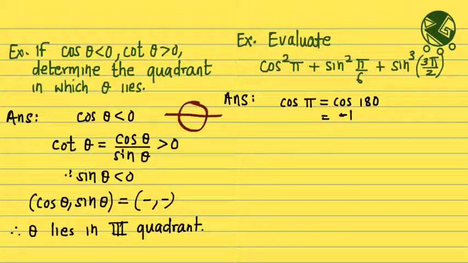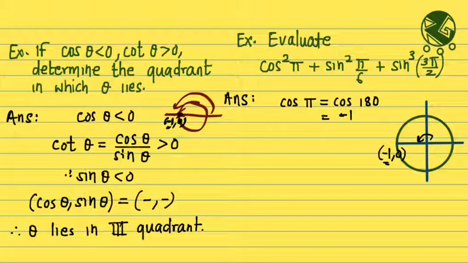So try to make a quick diagram. We have this circle. Where is 180 degrees? Here. What is this coordinate? This coordinate is minus 1, 0, right? You know the x coordinate is cos. So cos of 180 is minus 1, right? It's very easy.